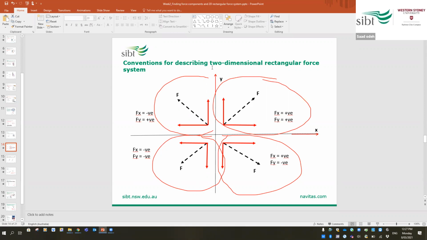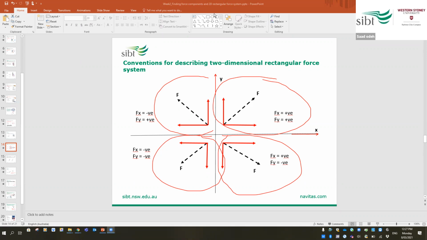So therefore, we give it sign negative. So this is actually the major convention that we're gonna use. If you can stick to it, this is really good, because you will know the sign of each force. You don't have to worry about the sign.